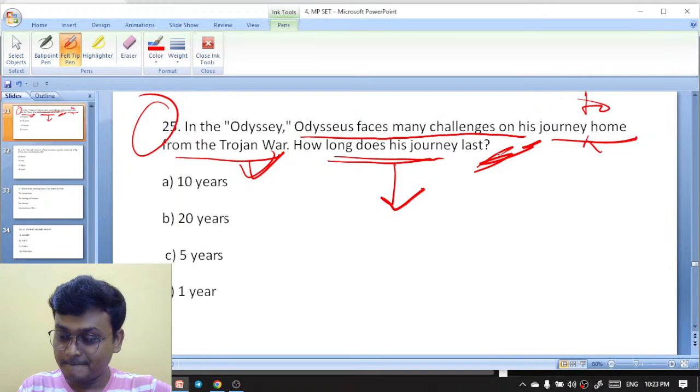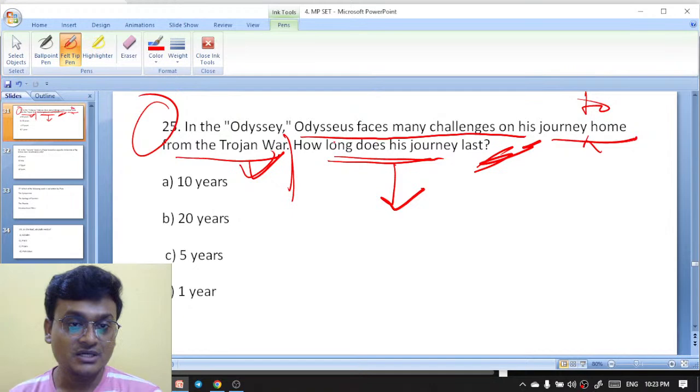In the Odyssey, Odysseus faces many challenges on his journey home from the Trojan War. After the Trojan War was completed, he was trying to return home.